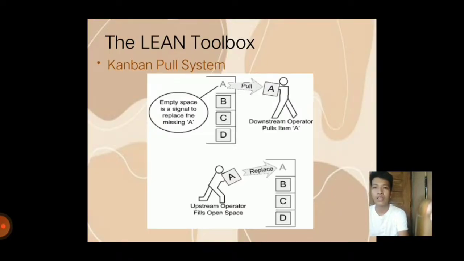So this is the Lean toolbox: Kanban pull system. An empty space is a signal to replace the missing item. So the downstream operator pulls items and the upstream operator fills the open space.